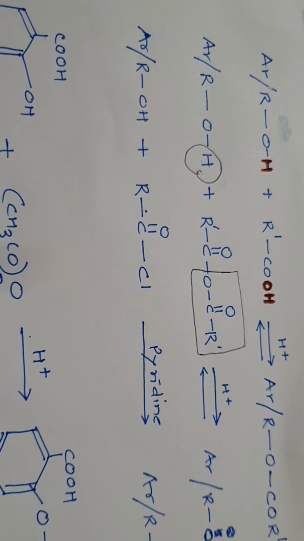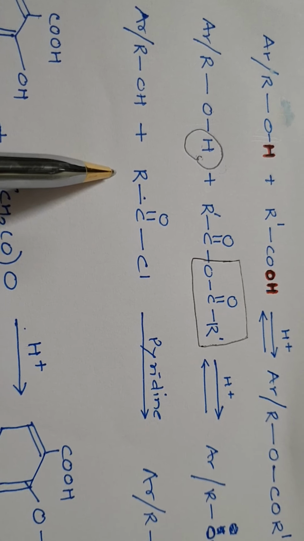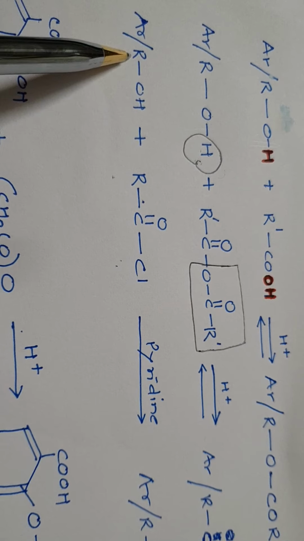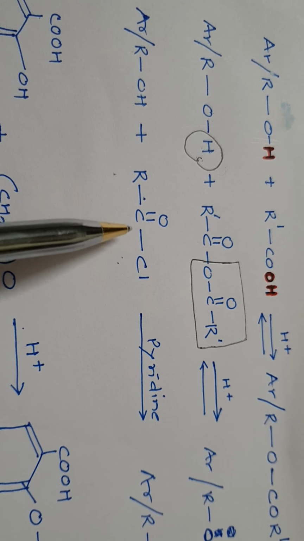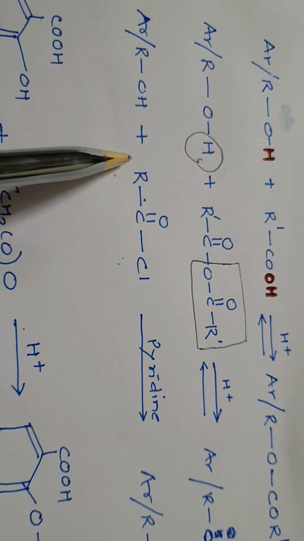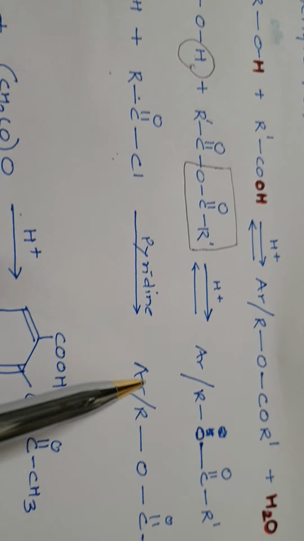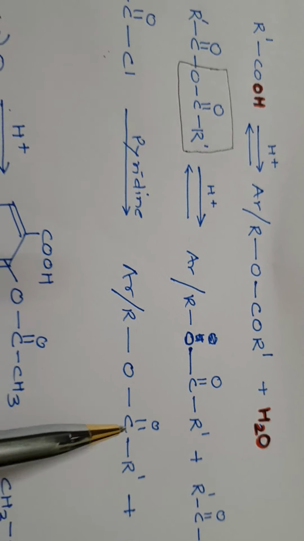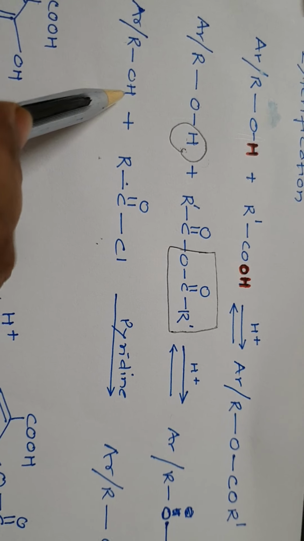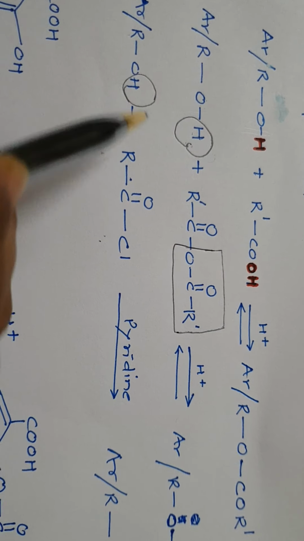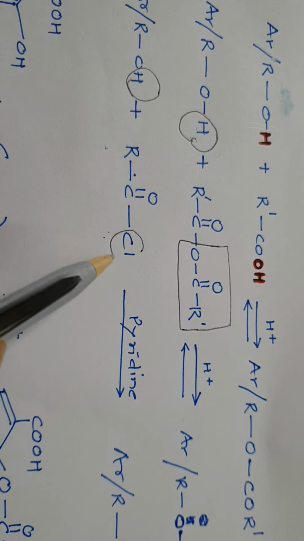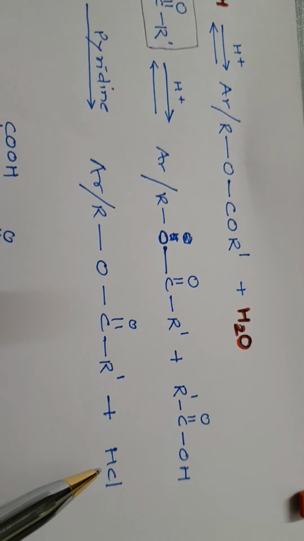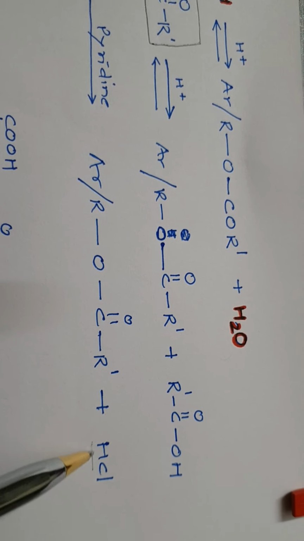Let's go for the third one, and that is the use of an acyl halide. Same way, I will have R O C double bond O R. So here is the product which is formed, that is your ester. And the byproduct which will be formed will be hydrogen from here and chlorine from here. So that gives you hydrogen chloride as your byproduct.